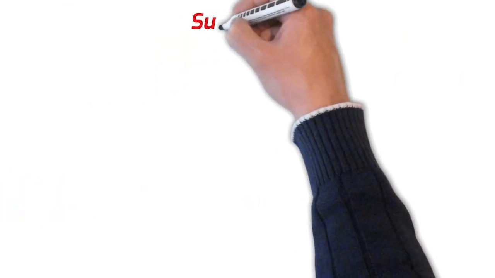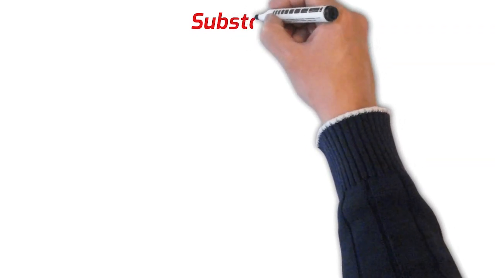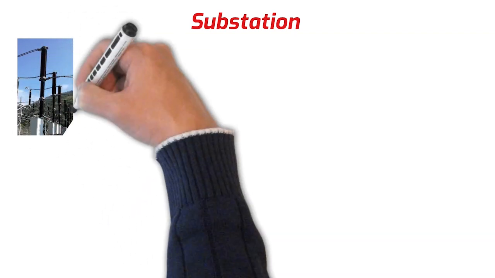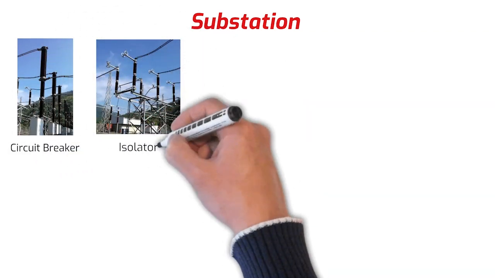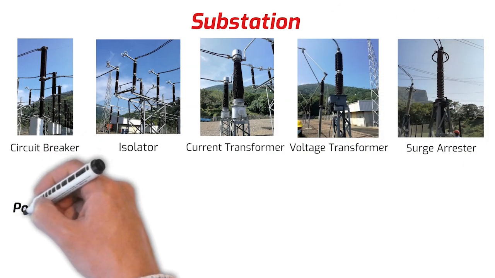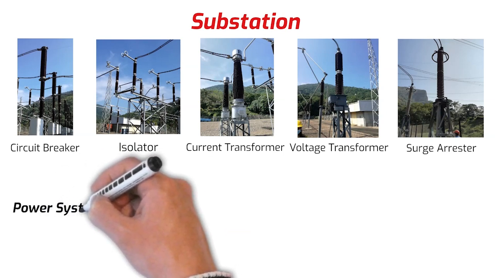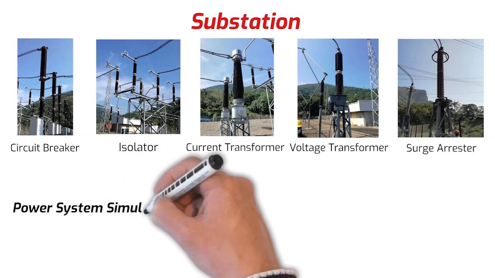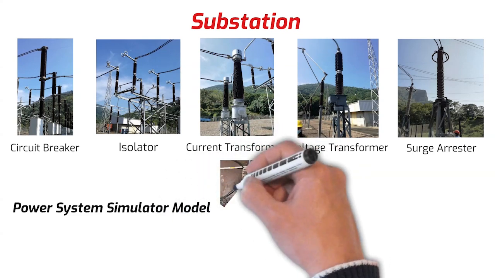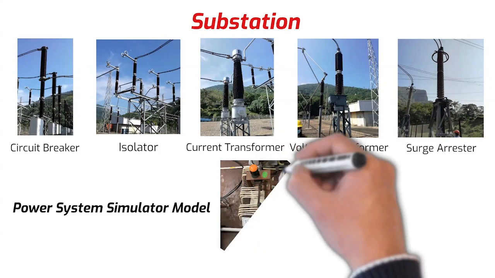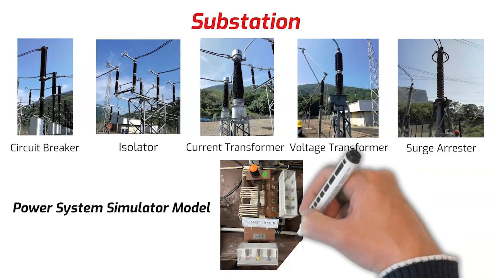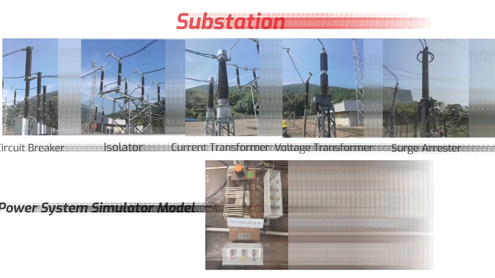Apart from step-up and step-down transformers, various equipment for safety purposes are established in the substation such as circuit breakers, isolators, current transformers, voltage transformers, and surge arresters. In this practical, the generating voltage will be stepped down using a step-down transformer for safety purposes. During the practical, step-up and step-down transformers will provide the purpose of the substation. The safety equipment used in a substation are not used in the power system simulator model.